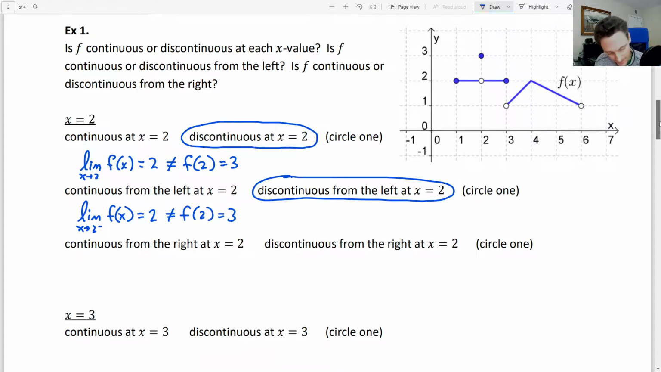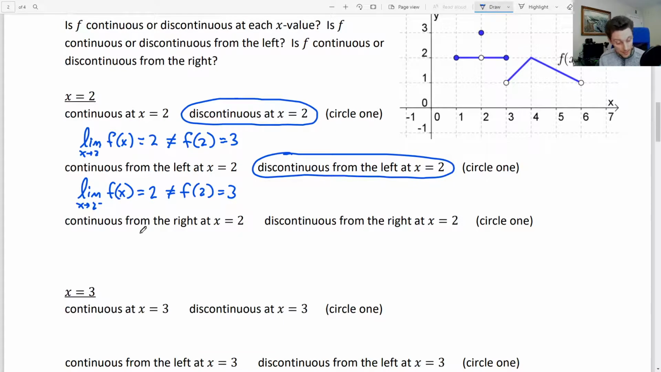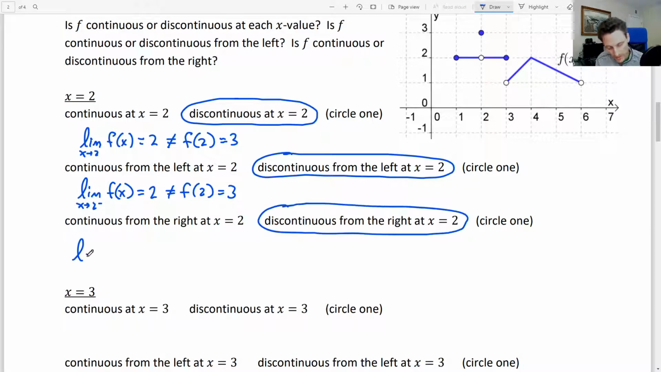Which would be 3. And it's the same thing for continuous or discontinuous from the right. We have the same issue. The limit is 2, the function value is 3. Those are not the same. So we can say discontinuous from the right at x equals 2. So that's x equals 2.